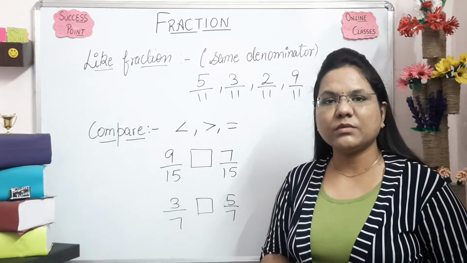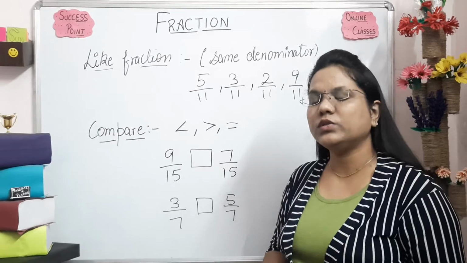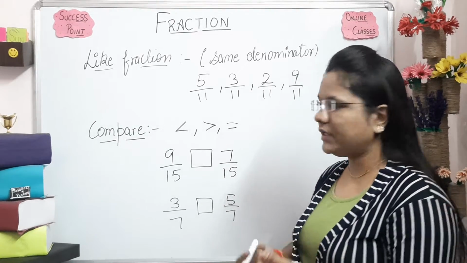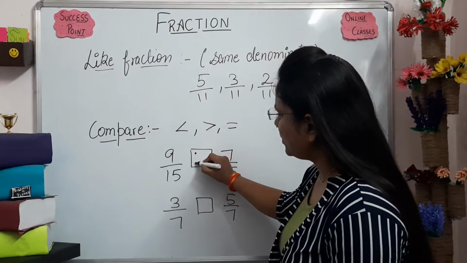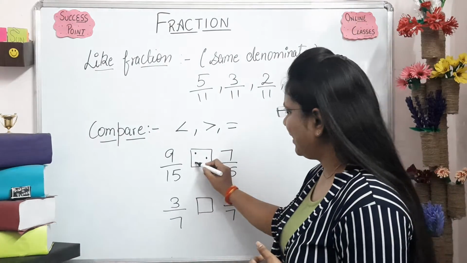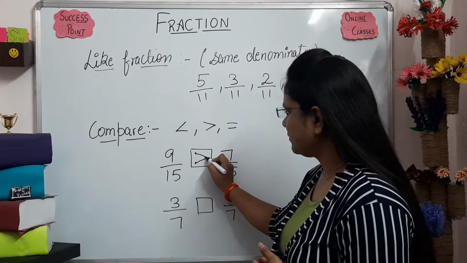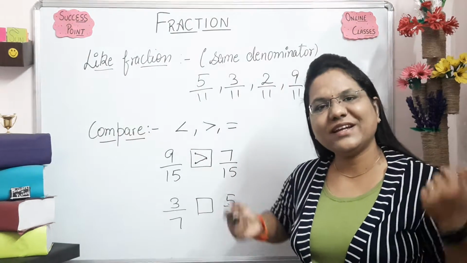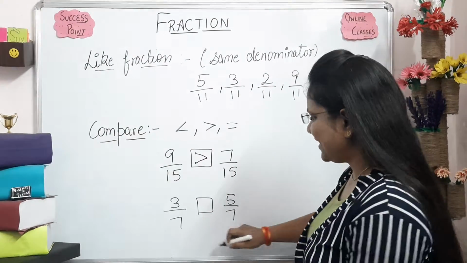If you get confused about which sign to use, we can simply learn that for the bigger number we give 2 dots, for the smaller number we give 1 dot, and then we join them. This is all about the greater than sign.